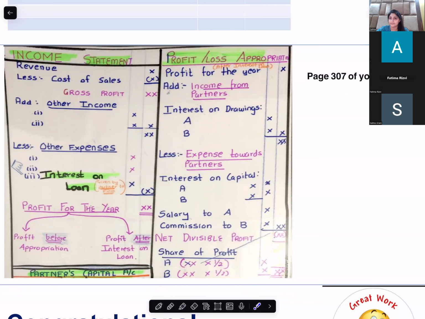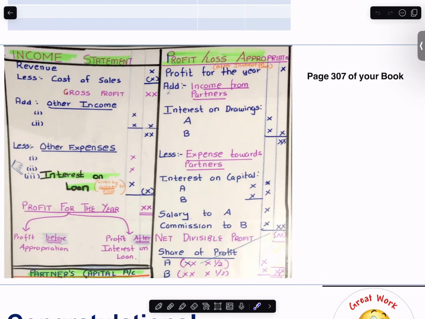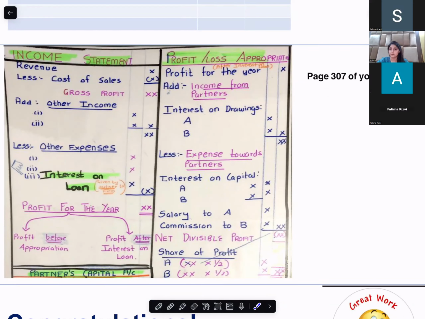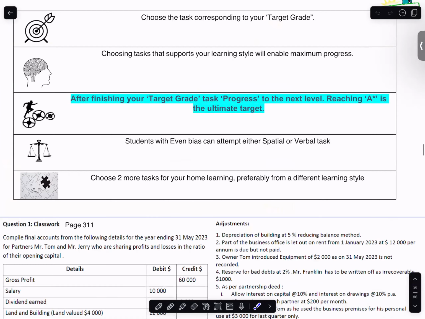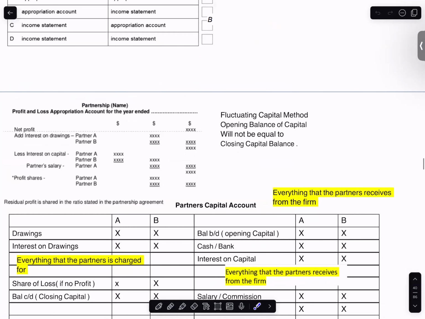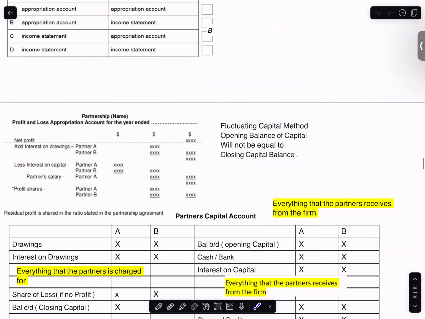Or the residual profit. Then we share the profit among the partners in their profit sharing ratio. Very good. Now we will do the sum.